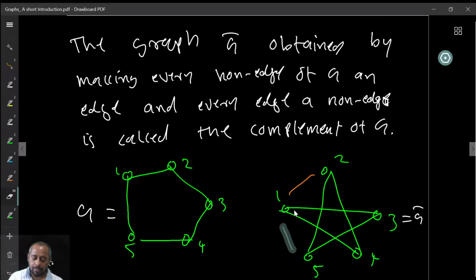Now, in this particular case, it happens that the graphs are isomorphic. So G is isomorphic to G bar. One can easily verify that this graph is also exactly like this graph. So you can look for an isomorphism.